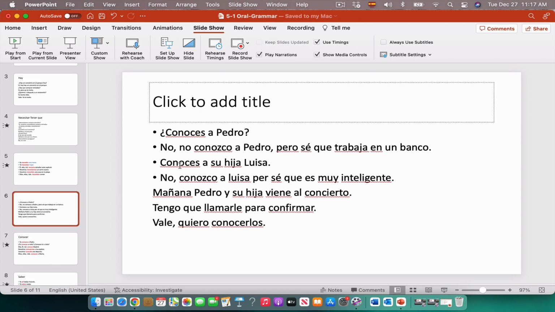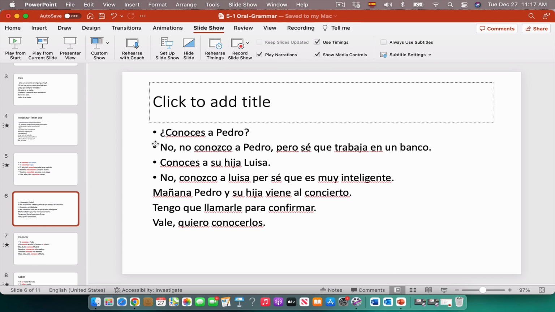Okay, so in this case we have this paragraph. So, ¿conoces a Pedro? Do you know Pedro? No, no conozco a Pedro, pero sé que trabaja en un banco. ¿Conoces a su hija Luisa? No, no conozco a Luisa, pero sé que es muy inteligente. Mañana Pedro y su hija vienen al concierto. Tengo que llamarle para confirmar. Vale, quiero conocerlos. So, if you want to translate this, basically it goes like this.